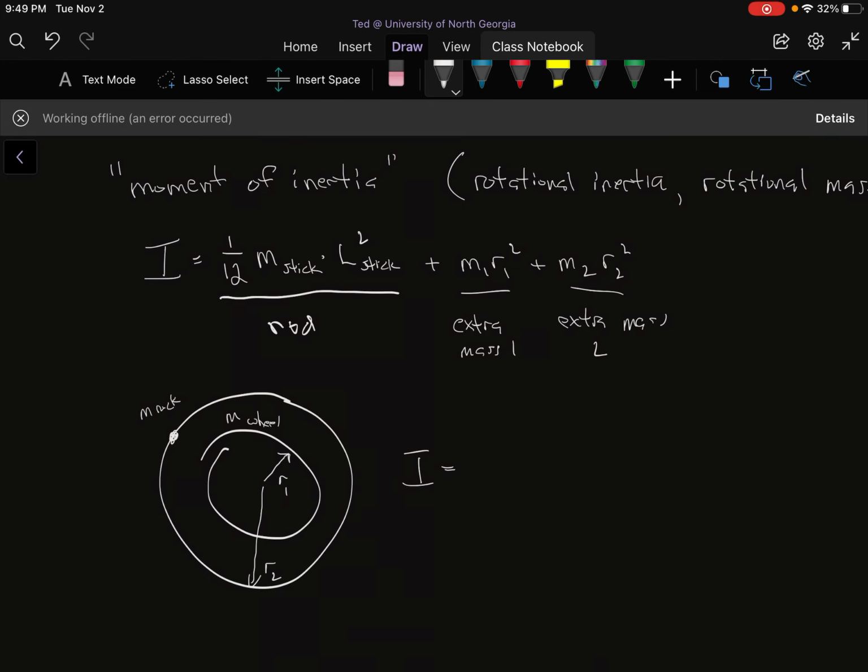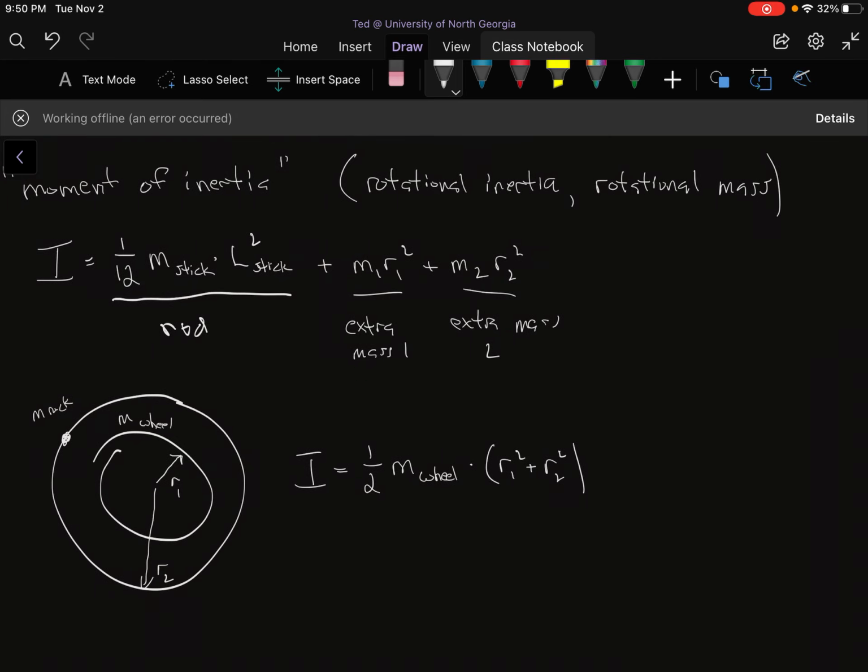Okay, so that's going to be 1/2 times the mass of the wheel times (r1 squared plus r2 squared). So that's the moment of inertia for the wheel itself, and then I have to add the moment of inertia of the rock, and since that rock is just a small added piece of mass, what we need to do is just find its radius, which is also r2, and its mass, so this is just going to be the mass of the rock times r2 squared.